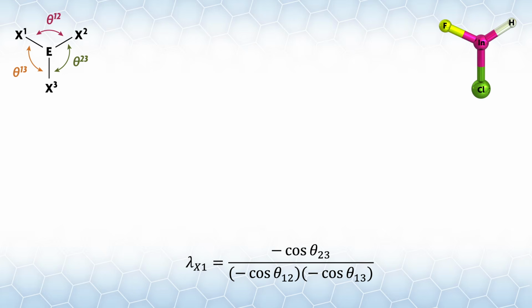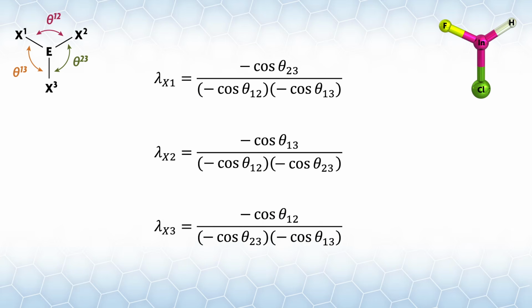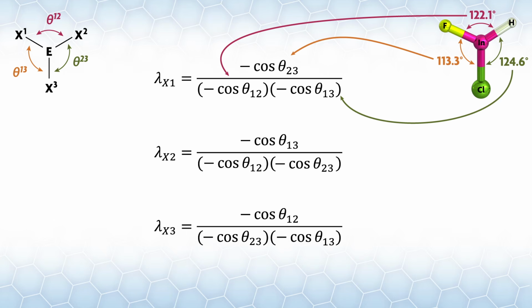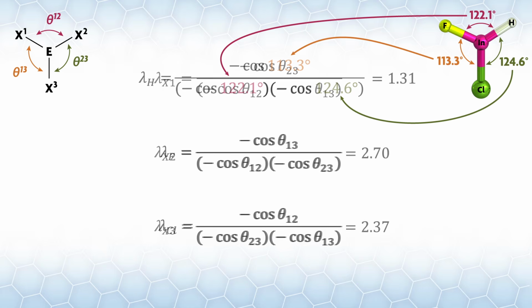For indium fluoride chloride hydride, we can find the geometry from experiment or calculation. In this case, I used DFT to find it, and it is shown below with the angles. We want to solve for lambda H, lambda F, and lambda Cl. We can use the Coulson directionality theorem as a system of equations. Here is our general equation again. So we can find the hybridization parameter the indium uses to bond with hydrogen by simply using this equation. And we find that lambda H equals 1.31. Applying the same formula to the other 2 groups gives lambda F equals 2.70 and lambda Cl equals 2.37.